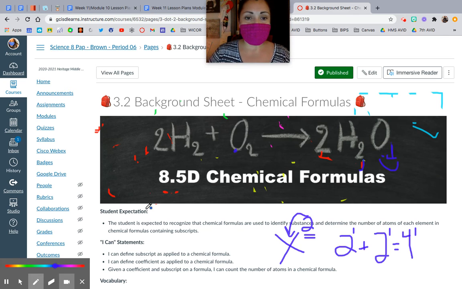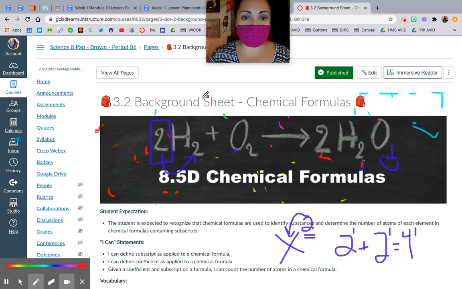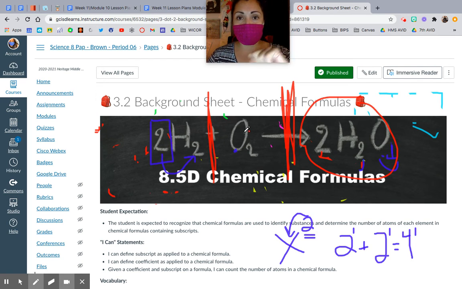Okay. So now this coefficient, this one in the box, distributes to everything that it is connected to. So I'm going to draw big red lines in between. This is a big red line because since there's a plus sign, these are separate. This is the yield sign, so that's separate. And then this is all one item because there's no plus sign in between, y'all. So I have 2H2 separate, O2 separate, and 2H2O separate.